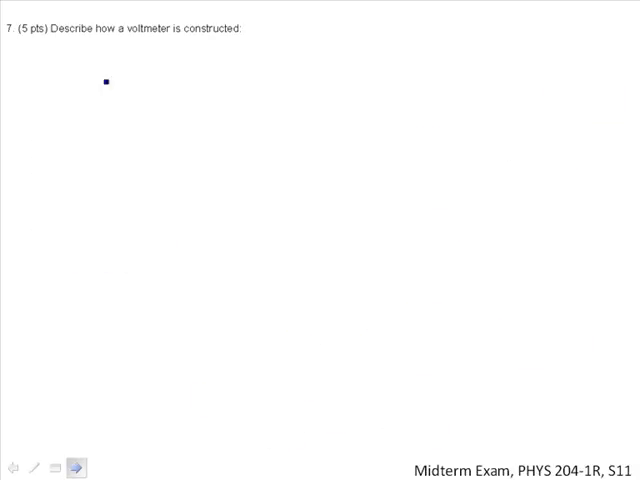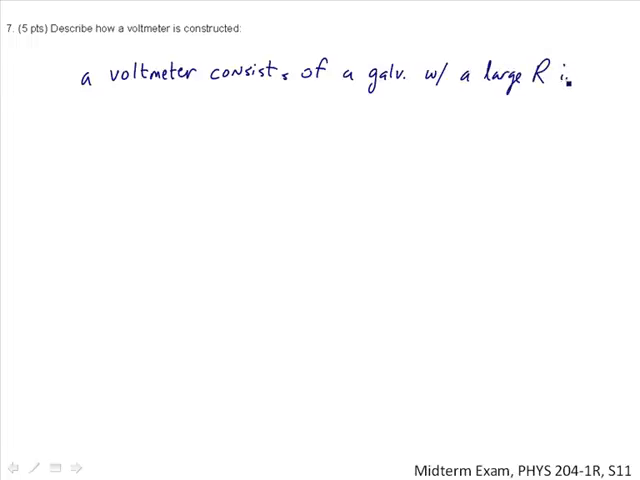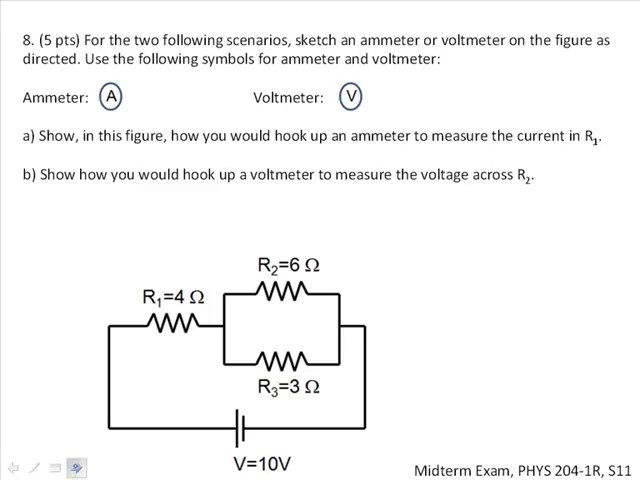Describe how a voltmeter is constructed. A voltmeter consists of a galvanometer with a large resistor in series. That was really the bulk of what I was looking for. A number of you put additional information there, which I appreciated.